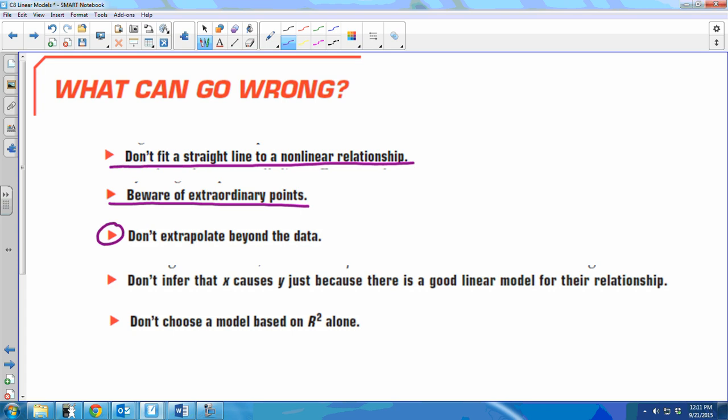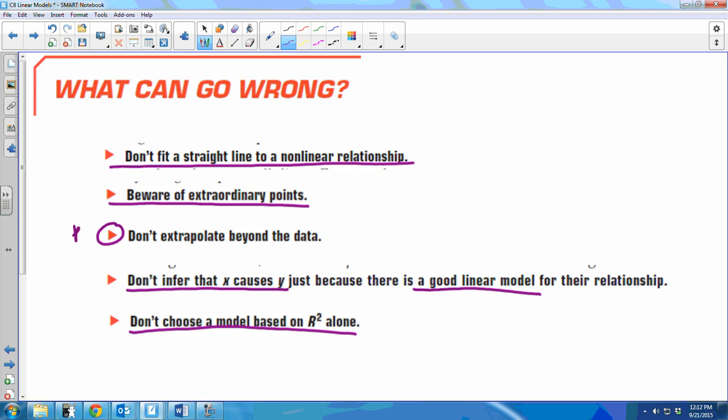We're going to go back to this one. Don't infer that X causes Y just because there's a good linear model. Just because the model is great does not mean we have causation. Don't try. There's never proving things in statistics. Sorry for you. Don't choose a model based on R-squared alone. R-squared tells you how well something fits. Let's say R-squared is 80%. That means it fits really well. You can't not look at the scatter plot and the residuals plot and all that stuff too, though. Just because R-squared is high does not give you the right to just say, yeah, okay, it works, it's fine. Not happening.